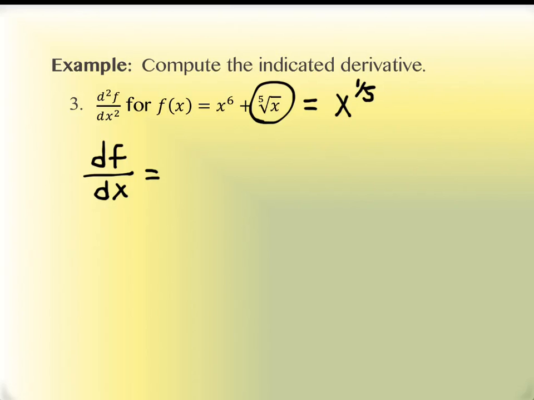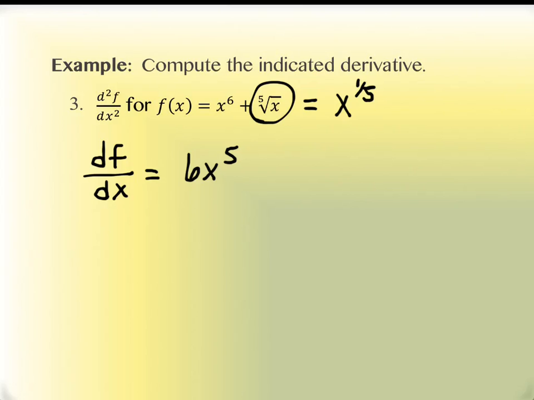It's kind of like when I had that variable in the denominator before, I pulled it up to the numerator with an exponent. Same thing here. All right, so the x to the 6th, what is the derivative of x to the 6th? 6x to the fifth. Everybody good with that?